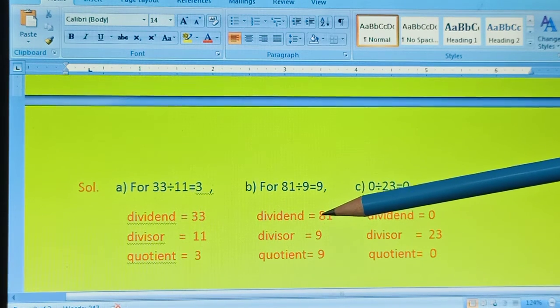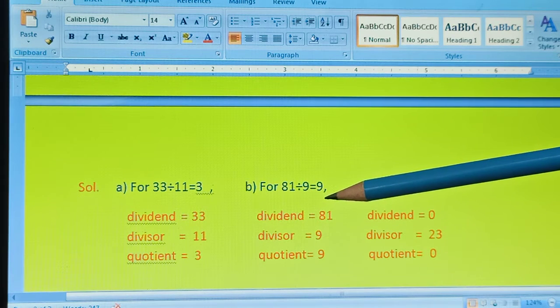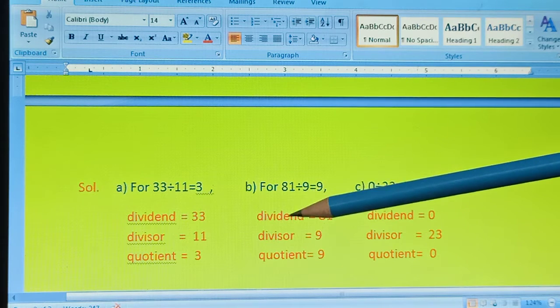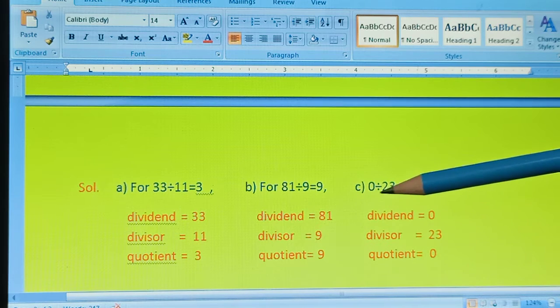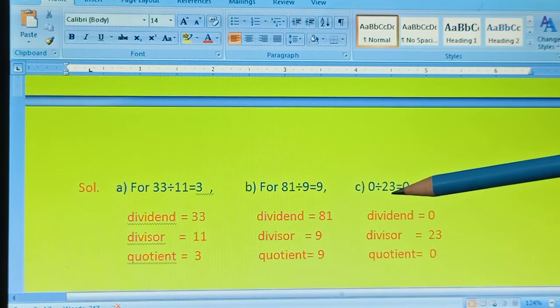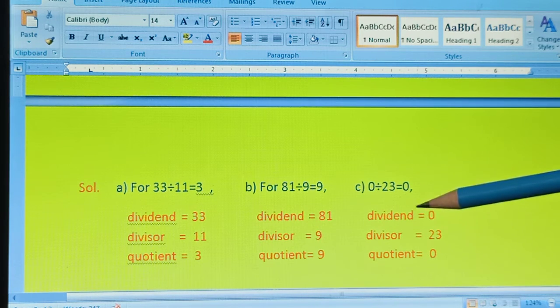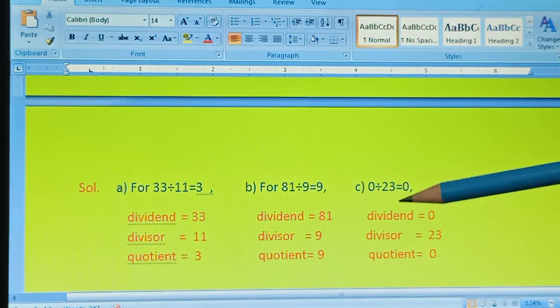The same way here, for 81 divided by 9 equal to 9, dividend will be 81, divisor is 9 and quotient is also 9. Okay. In C part, 0 divided by 23 is 0. So here dividend is 0. Divisor is 23, quotient is 0.